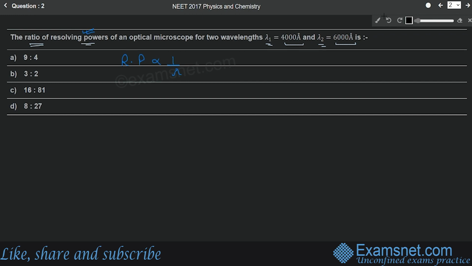Since we have to find the ratio of resolving powers, resolving power 1 upon resolving power 2 will be equal to lambda 2 upon lambda 1, right? Because these are inversely proportional. Lambda 2 is given as 6000 angstrom, and lambda 1 is given as 4000 angstrom. So zeros are cancelled. It will be equal to 6 upon 4. We can simplify it: 2 into 3 is 6, 2 into 2 is 4. So the ratio will be 3 is to 2. Therefore option B will be the correct answer.